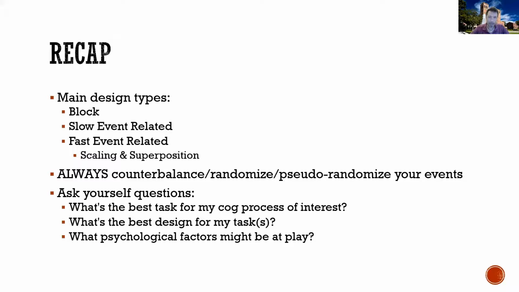Finally, anytime you're setting up an experiment, it's really important for you to ask yourself another important design question: what's the best task for the cognitive process of interest? And this is the experimental design that we saw last time. Given the task and the design that you find best suited for what you care about, what's the best design for your task? Meaning, what is the best way of sequencing these events? Am I better off with a block, slow event related, or a fast event related design?